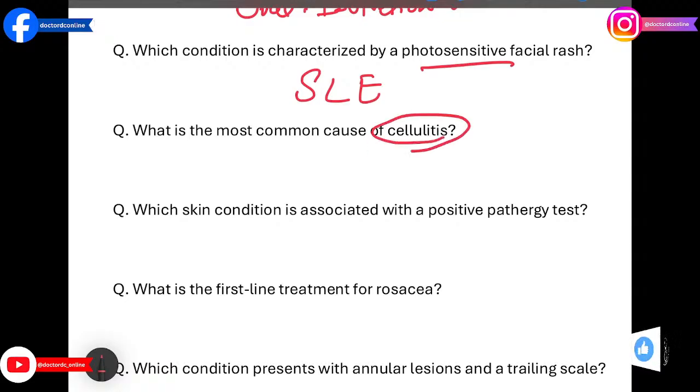What is the most common cause of cellulitis? Streptococcus pyogenes. This bacterial infection causes acute, spreading erythema and warmth.